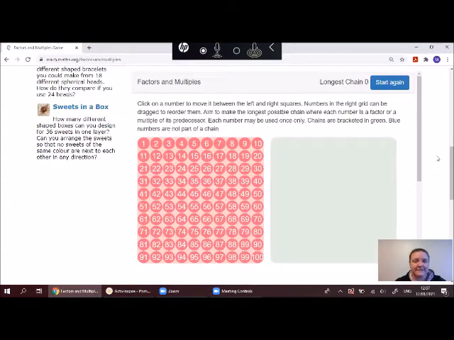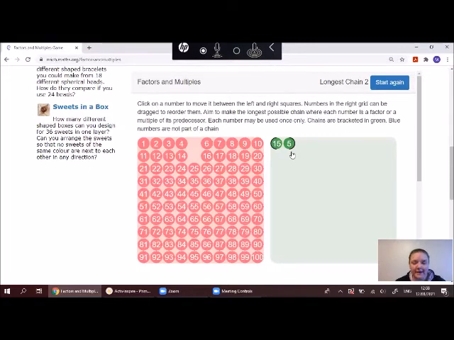I'm going to choose a number randomly to start with, and I'm going to choose the number 15. So I'm going to move it across into here. The next number I need to choose should either be a factor of 15, so a number that fits into 15, or a multiple of 15, a number that's in the 15 times table. I'm going to choose a factor of 15, so I'm going to put 5 next. And that's turned green because it creates a little chain. Next, I need to choose either a factor of 5, so a number that fits into 5, or a multiple of 5, something in the 5 times table.